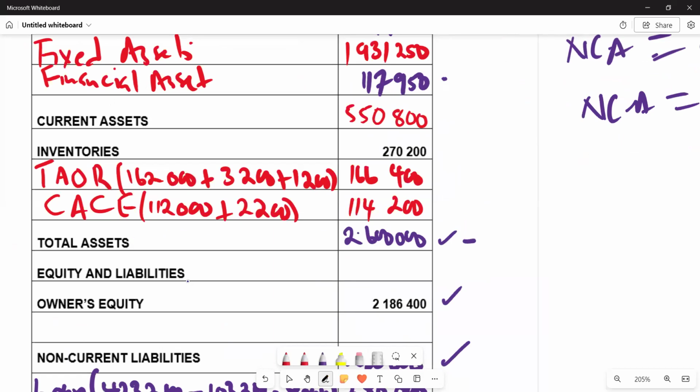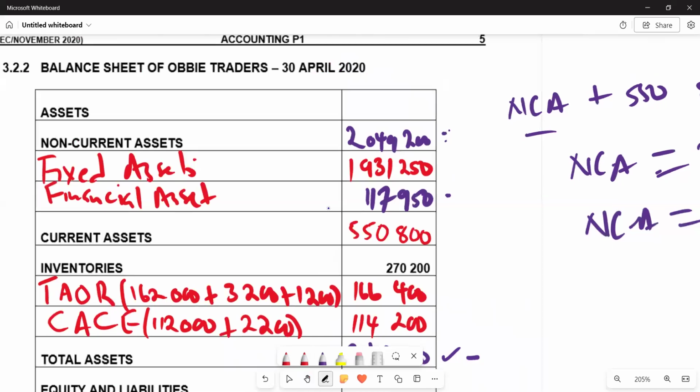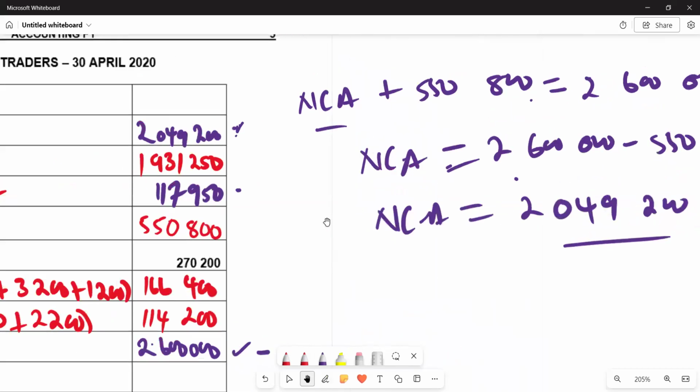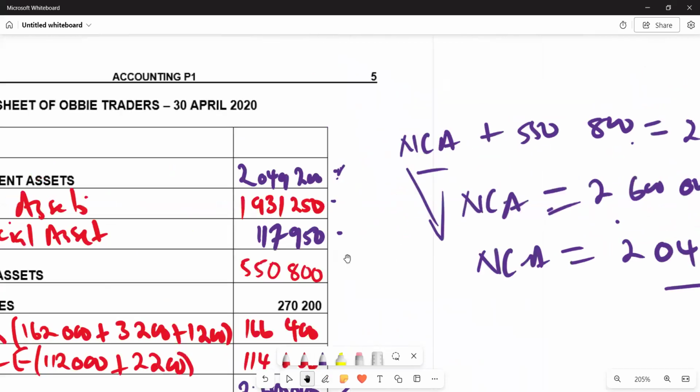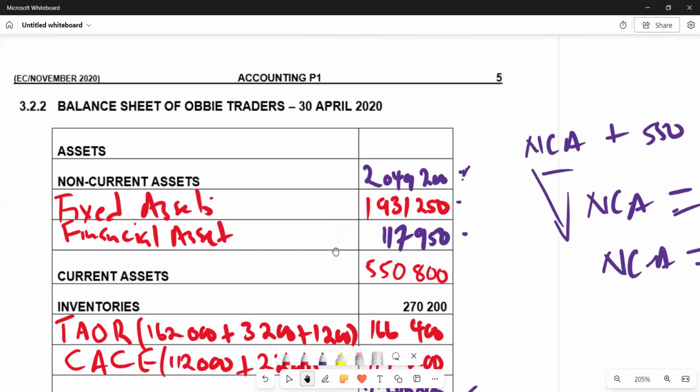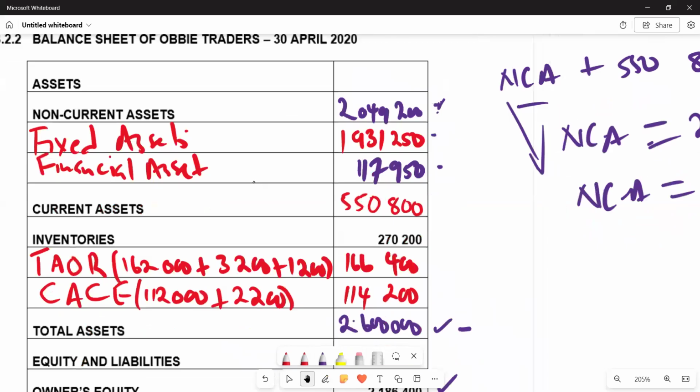And then after putting it here, we can go back and find our 2,049,200 as the total for non-current asset by this calculation that we did here. Then we take our 2 million and put it there, and then we find the figure for financial asset as a balancing figure. So that's what we are supposed to do. But in my explanation, I made a mistake: I took the figure for fixed asset only, which does not add up to 2,600,000. So I think we need to correct that.